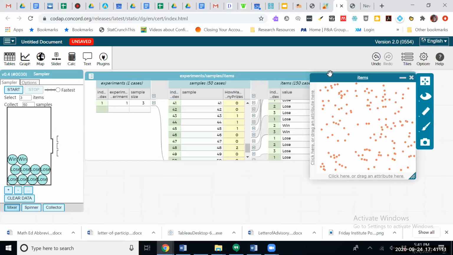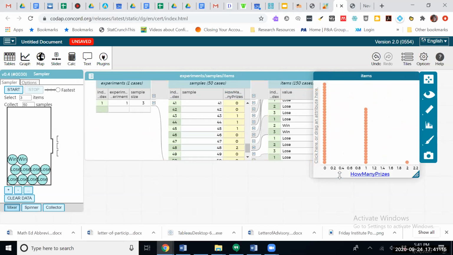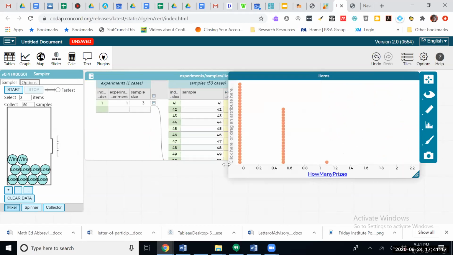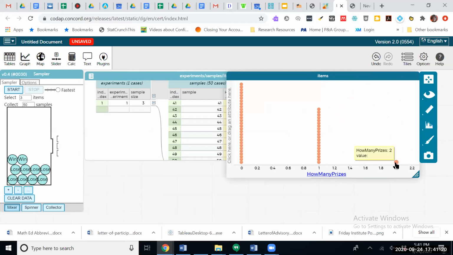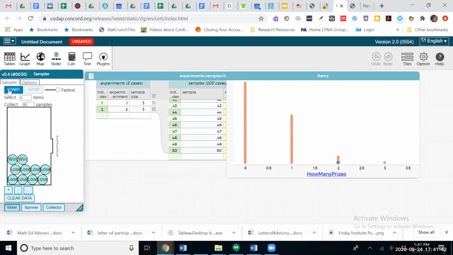So I'm going to create now this graph. So in my sample of 50, there was one sample where they won 2 prizes. Nobody won 3 prizes. And that was in my very first experiment of 50 students. So what might happen if I do another one?